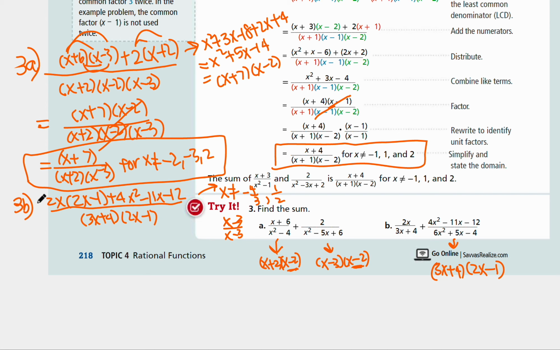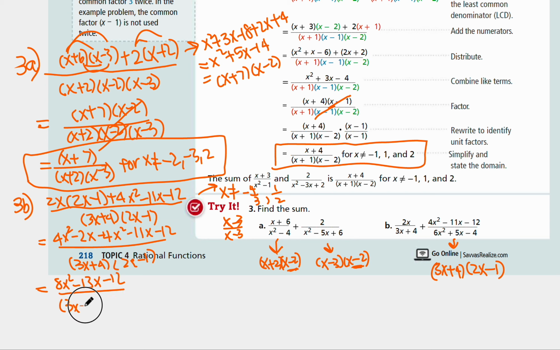Those are your domain. And then you're going to multiply them out. You have 4x squared minus 2x minus 4x squared minus 11x minus 12 all over the same factor, 3x plus 4, 2x minus 1. And then you add the like terms. You have 8x squared minus 13x minus 12 all over 3x plus 4 times 2x minus 1. And the polynomial in the numerator, you can't really factor that out, so you can just stop there. And then for all x except -4 over 3 and 1 over 2.